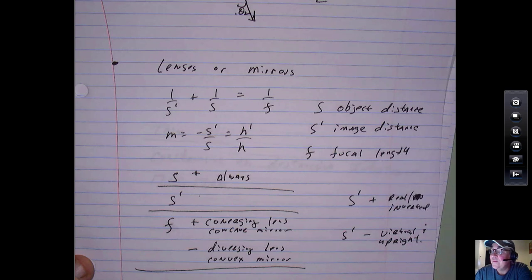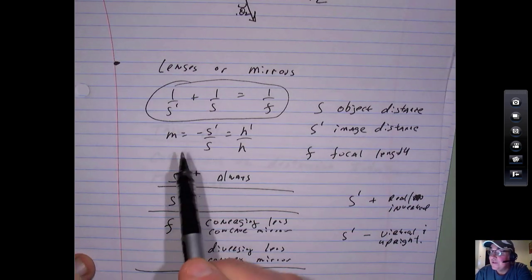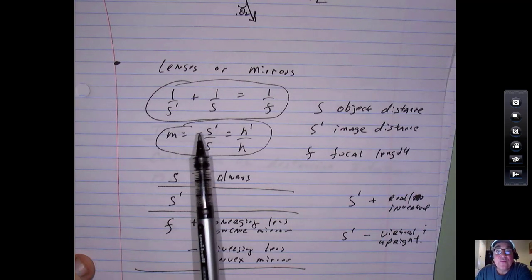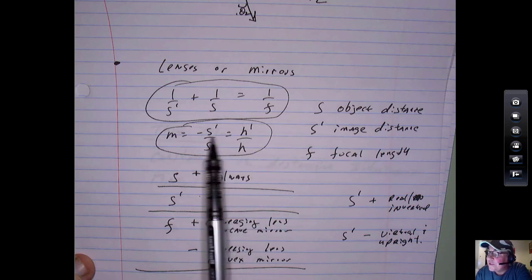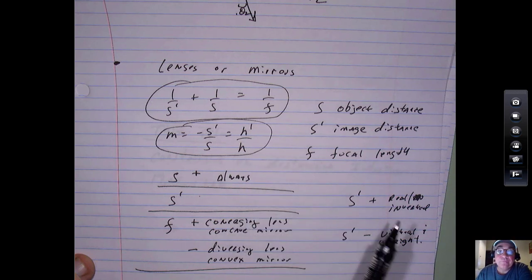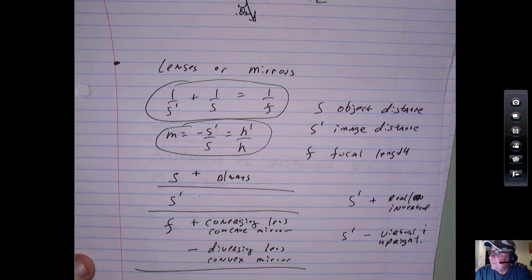So for lenses and mirrors, you've got this equation, and then you also have the magnification equation. So m here is magnification, minus s prime over s, which is equal to minus s prime over h, which is equal to h prime over h then. So this is the image height, this is the object height. Okay?